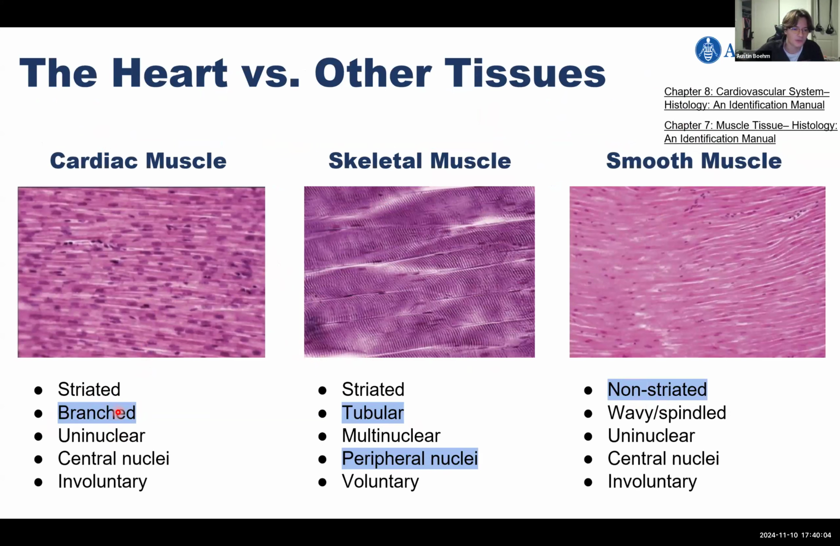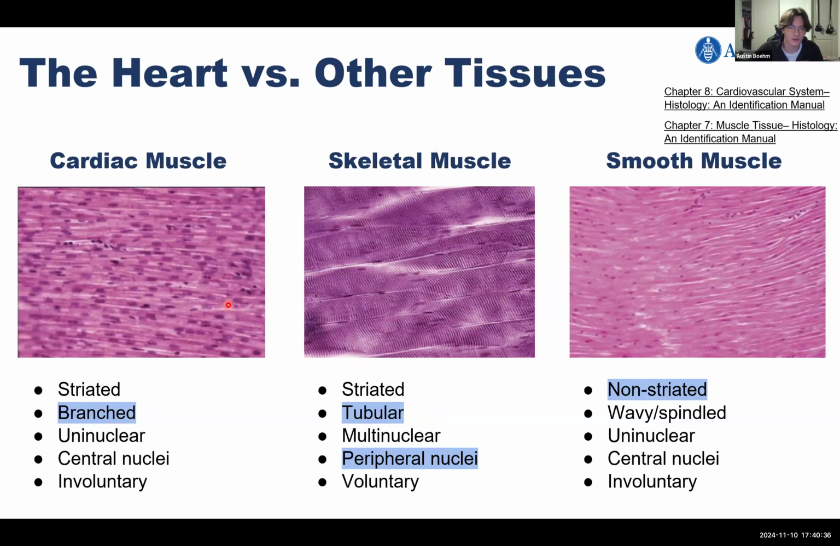The main one with cardiac muscle is that it's branched, whereas none of the other ones are branched. Skeletal muscle is straight tubes. This picture almost makes it look like it's branching, but you can't follow it, and that's most likely just because they got a diagonal section through the tissue when they took that. But that's going to be tubular, straight, and peripheral nuclei for skeletal muscle, whereas cardiac muscle is uninuclear, with those central nuclei as well as branching patterns.